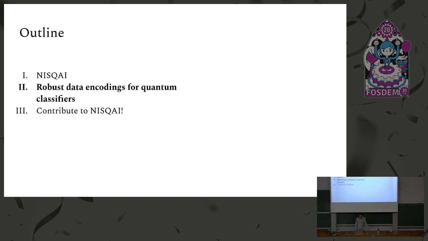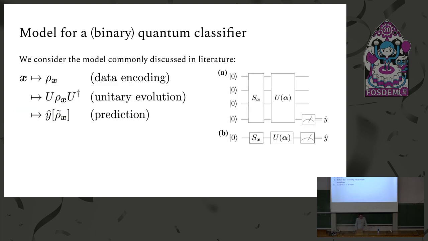And this is work that I've been doing with Brian Coyle, who's a PhD student at the University of Edinburgh, and someone who I actually met at FOSDEM last year. So he made contributions to NISQ-AI, and then we're working on this research project, and he joined and had a lot of great ideas. So what I want to do is formally define at a mathematical level what the quantum classifier model we're considering is.